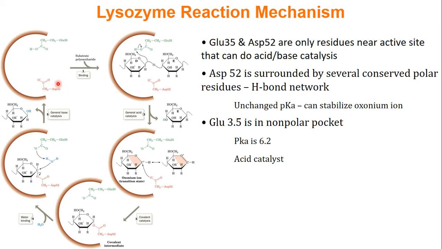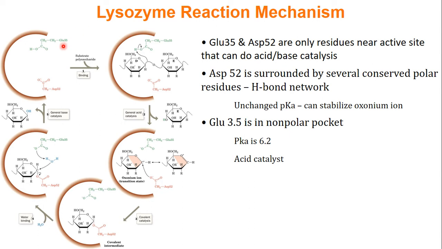So ASP52 is surrounded by a bunch of polar residues that are all conserved, and you have this long hydrogen bond network. What that means is that ASP52's pKa is generally unchanged, and this ASP is going to be stabilizing our oxonium ion. Remember, oxonium is positive. You have a negative charge ASP here. We're going to have an interaction for stabilization.